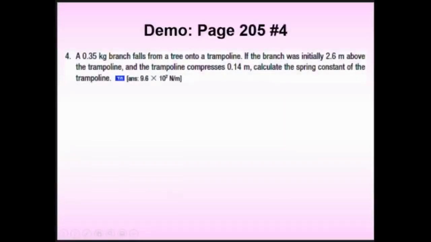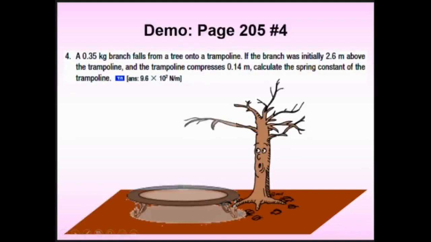So what do we have here? We have a 0.35 gram branch that for some reason splits from the tree and falls. So initial velocity is what? If something falls, it basically is dropped, so the initial speed is 0. It falls onto a trampoline. Trampolines are made of what? The mesh of the trampoline is made of something that has spring behavior, so it could be compressed or deformed or stretched.